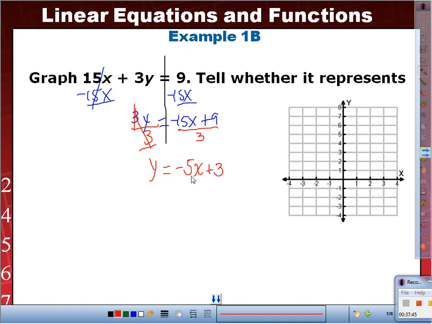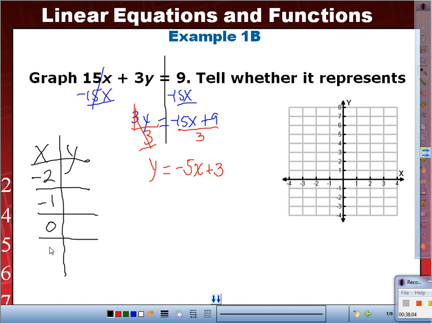Do we know what to do from there? Yes, get an input-output table, X, Y. And what domain do we use? Tell your neighbor, please. Very good. Negative 2, negative 1, 0, 1, and 2. And do you know how to fill this in? Yes. Good. Fill that in, please. Plot your points and see if that's a function.